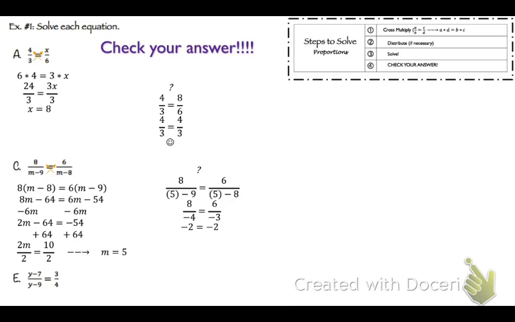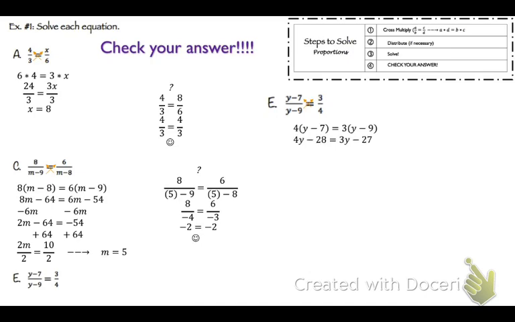Okay. Let's look at example E, just same thing. The first step here, I'm just going to move it up so we have more room. The first step is to cross multiply. So you have 4 times y minus 7 equals 3 times y minus 9. Then we distribute, so 4y minus 28 equals 3y minus 27. And then I'm going to solve. So I'm going to move the y's over. So 4y minus 3y is just y, minus 28 equals negative 27. Add the 28 over, you get y equals 1.